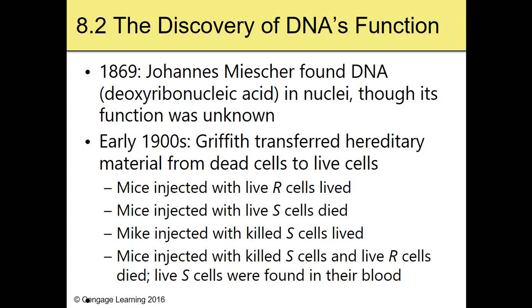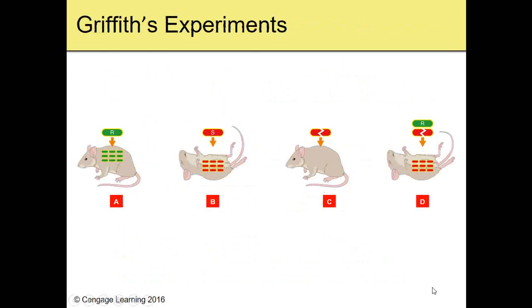So in the early 1900s, Griffith discovered something with some mice. You can read about that right here. I'm just going to show you the picture here real quick. What he did was he injected mice with a strain of bacteria called the rough strain. That's where this R comes from. And when he did that, the mice lived. They were fine. But when he injected mice with a different strain, a smooth strain, it killed the mice, made them sick and die.